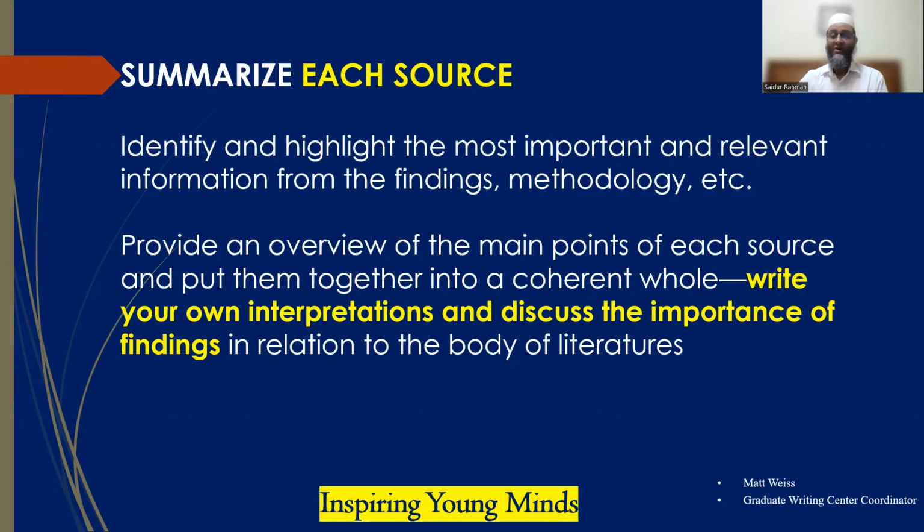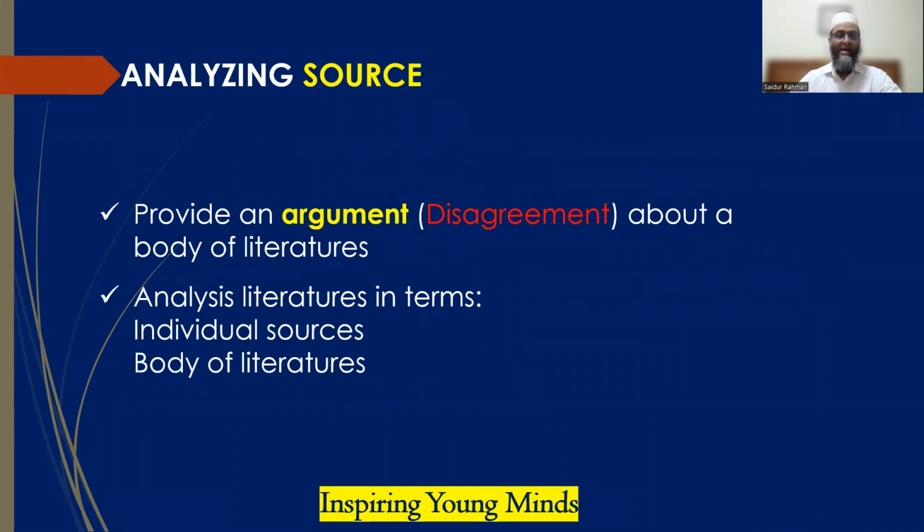Discuss the importance of findings. Analyzing the source: a source can be a single source, or it can be a body of literature. So you can analyze a single source, and you can analyze a body of literature. Provide an argument, which is sometimes a disagreement, as you have seen in an earlier slide also. So there is some overlap with this word. Sometimes you can provide your disagreement.